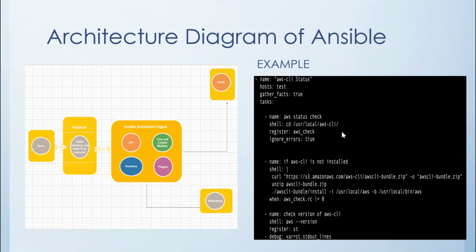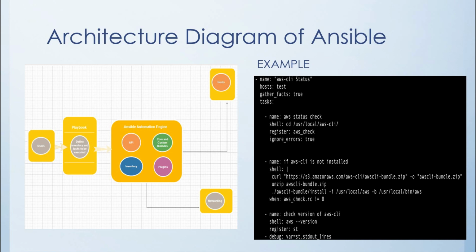And then we have declared three tasks. The first task is to check the AWS status, that is, whether this folder is present or not. We have used a shell module, which is going and running this cd command in the host machine.